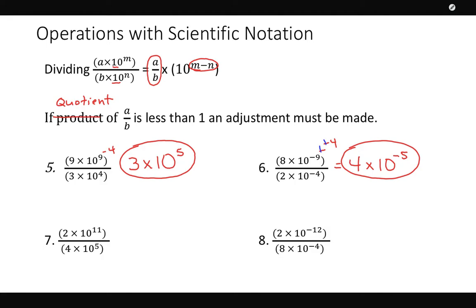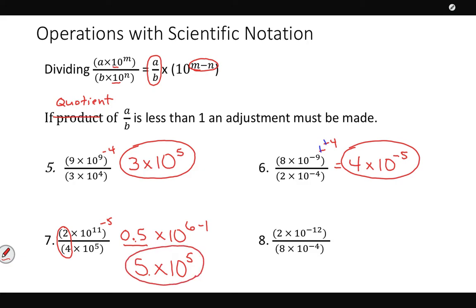But in these two examples, this first one we have 2 divided by 4. Well, 2 divided by 4 would be 0.5 if you did that on your calculator. Times 10, we subtract the exponent, so 11 minus 5 is to the 6th power. But because 0.5 is not between 1 and 10, I must make that adjustment. So that's 5 times 10, and since I have to move this one place back to the left, I have to subtract 1 from that, so that'd be to the 5th power. So this would be 5 times 10 to the 5th power.